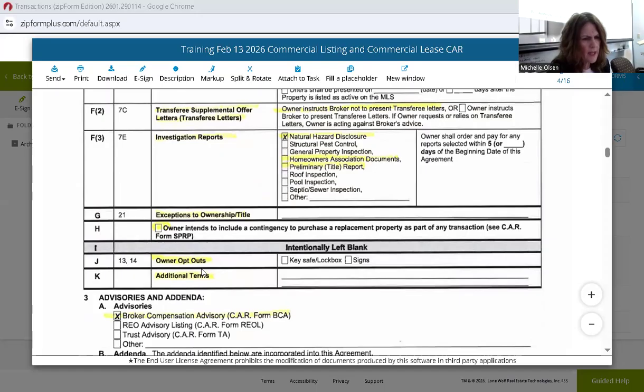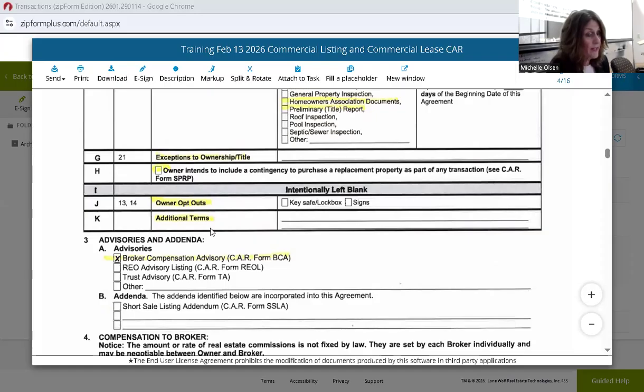Owner opts out of a lockbox or sign. In some instances on leasing, they may opt out of a lockbox. Maybe there's a tenant in there and it's subject to that tenant vacating. So there are times where I've seen them opting out of those lockboxes. I know sometimes they don't want to do it because they're afraid of fires, you know?